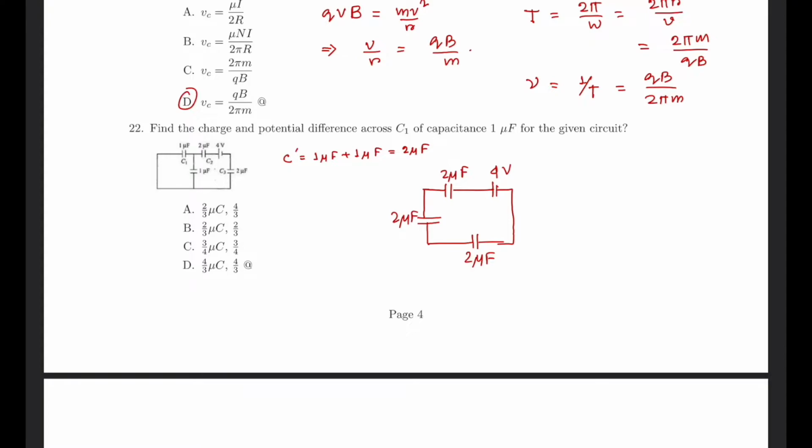Since the capacitances are same for the three capacitors, so using symmetry we can say that the potential difference across each of these capacitors is 4 by 3 volts, because the capacitances are same. And so the charge on each of the capacitors would be 4 by 3 into 1 microfarad, that means 4 by 3 microcoulomb. So the voltage is 4 by 3 volts and charge is 4 by 3 microcoulomb. Option D.